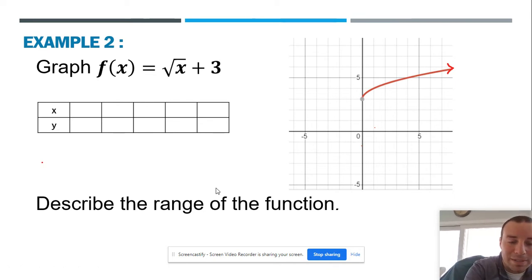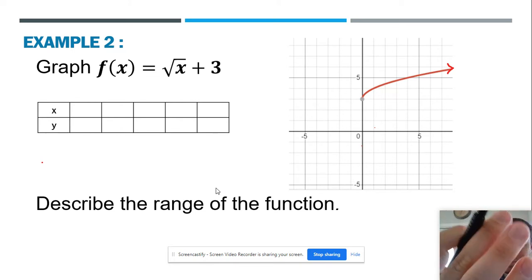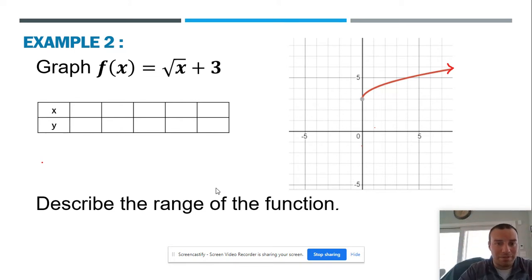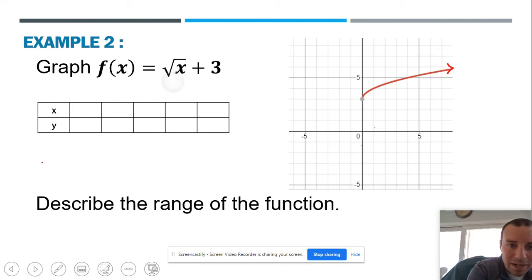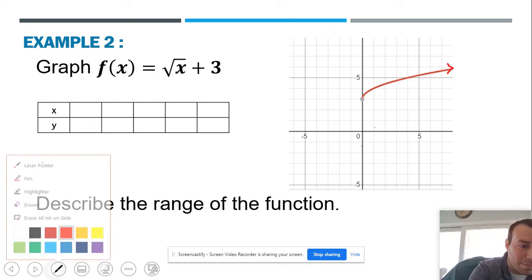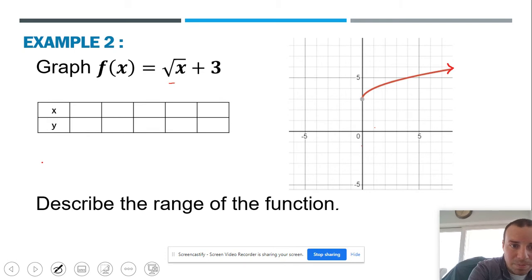If we wanted to make some x and y values here, we know that no negative value is going to work. Let's talk about that for a second. Say I tried to plug in a -1 here. Why doesn't the graph exist there? Because the square root of -1 is not a real number. That's why we can only use values starting at 0 and above.